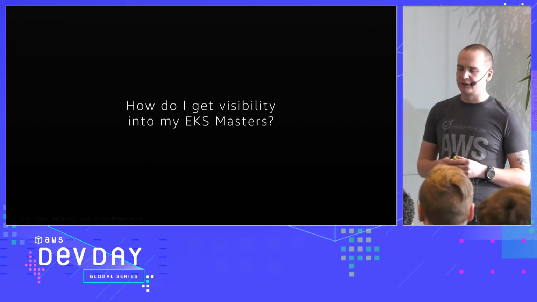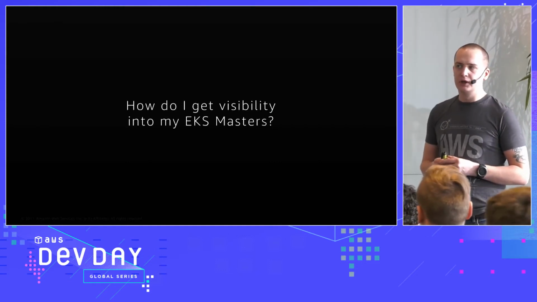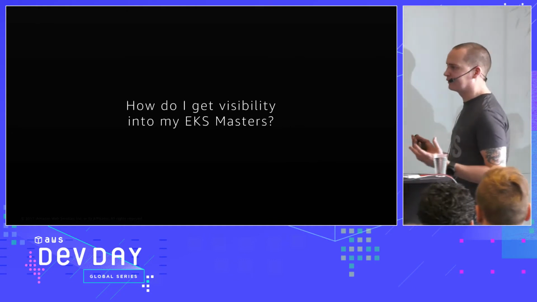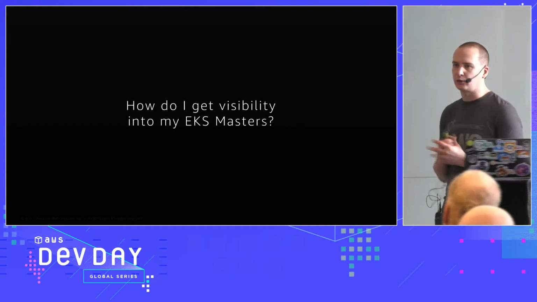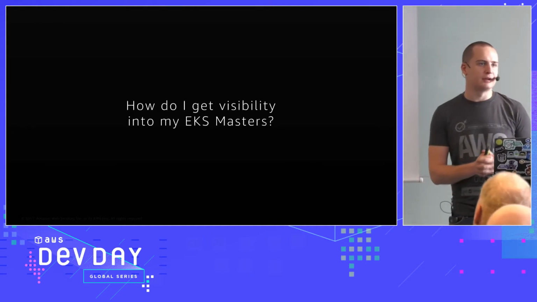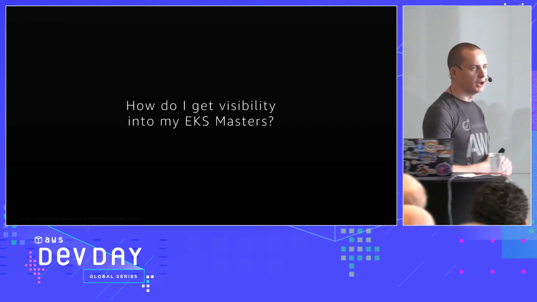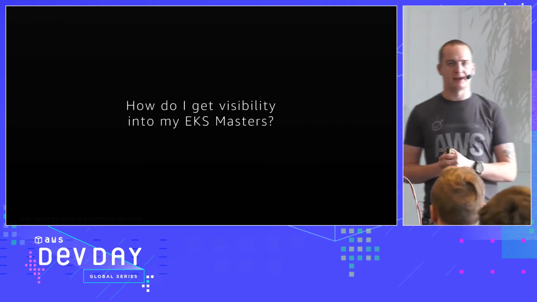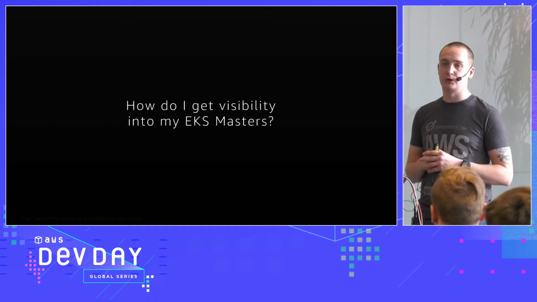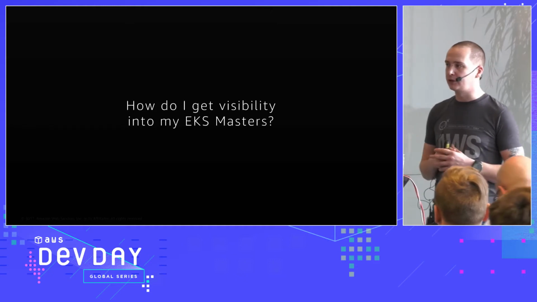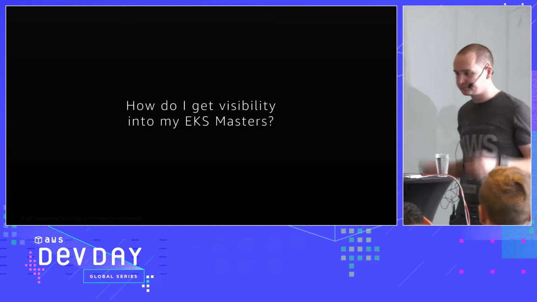You are going to be able to get visibility on what's going on in them. So things like all of the kube system pods, we're going to be centrally aggregating all of the logs from those pods into CloudWatch logs for you. We're going to be providing metrics into CloudWatch metrics around what's going on in your masters. But ultimately, you're not going to be able to SSH in there.